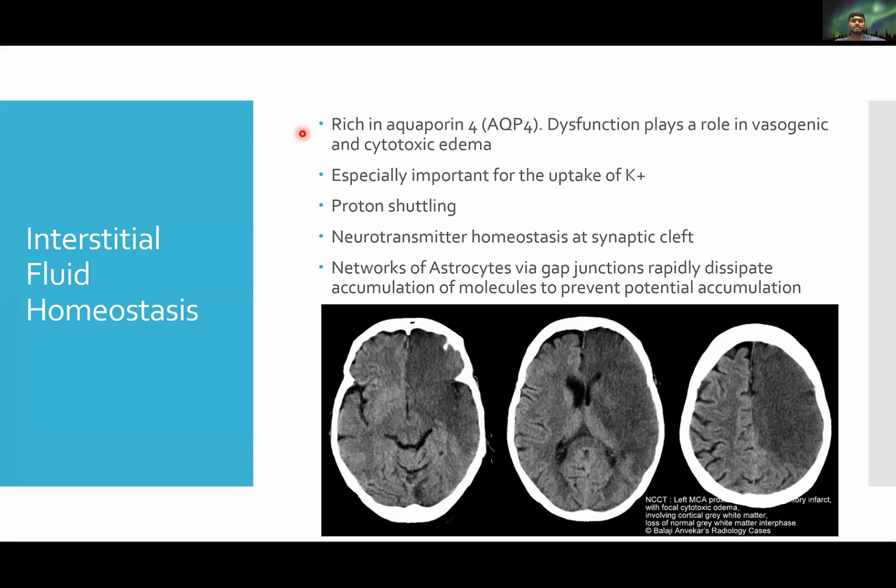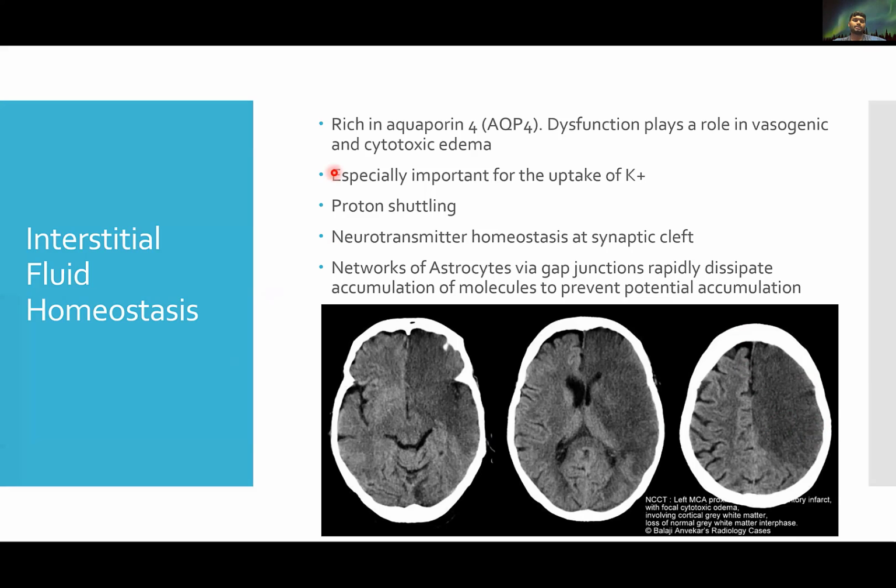So these astrocytes are very rich in aquaporin 4, AQP4, and if there's dysfunction, such as an excess, then it can cause vasogenic and cytotoxic edema, as seen in strokes and other pathologies of fast-growing cancers. So as you guys can see from these CT scans, this darker region is all edema, right? This is all edema right here.